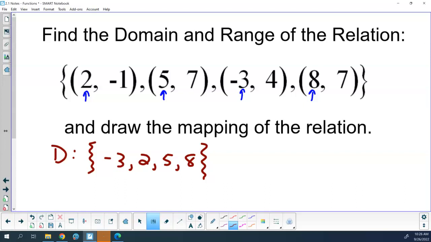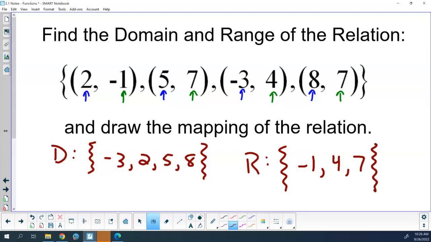Range is going to be the y values. -1, 7, 4, and 7. So my range then would be {-1, 4, 7}. And I don't write the second 7 because we don't have to. Agree with that?